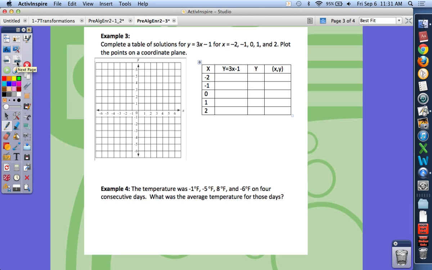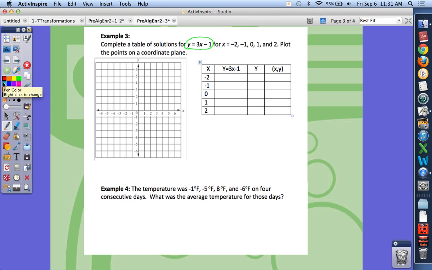We can graph using negative numbers now too. That's why we have 4 quadrants on the graph, okay? So here's an equation I want you to use. We're going to complete a table of solutions for y equals 3x minus 1. I want to know what the equation comes out to be when x is negative 2, negative 1, 0, 1, and 2. Show me the substitution, guys.